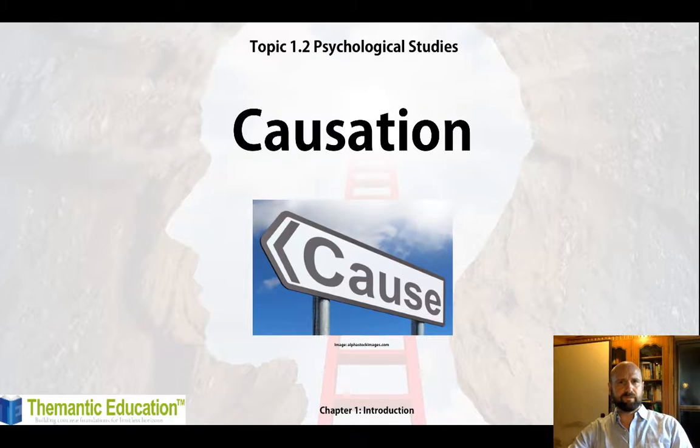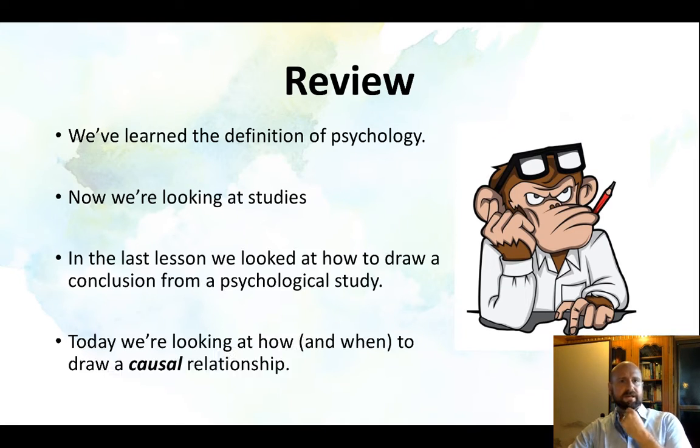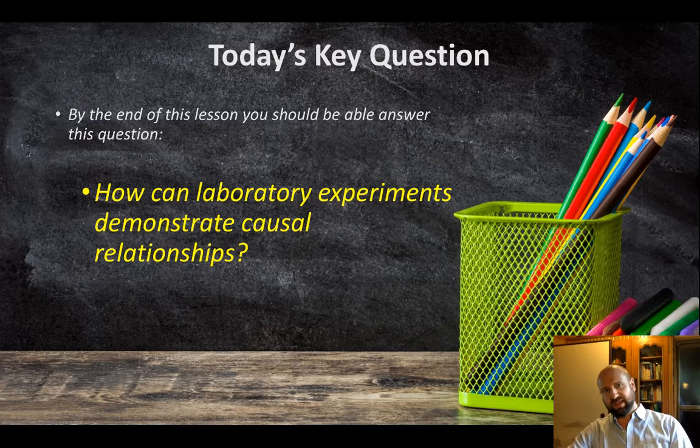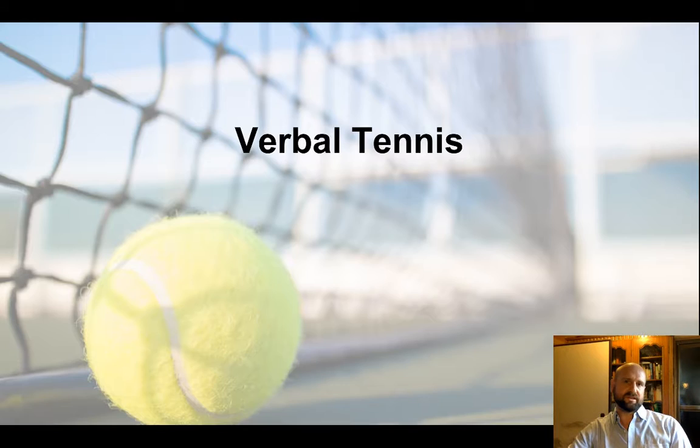Alrighty, carrying on. So we're looking at studies, and we've looked at IVs and DVs, we've drawn conclusions. Now we're looking at causal relationships. So we're really focusing on the true experiment here. And why is it that laboratory experiments can demonstrate these? And so obviously we're going to be looking at controls in experiments.